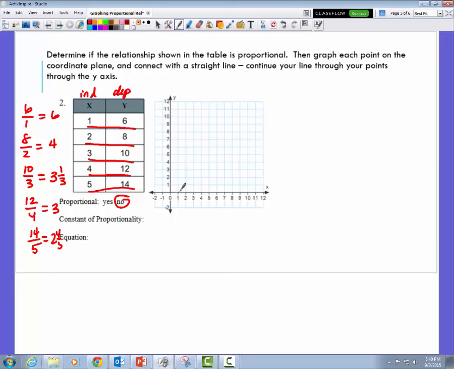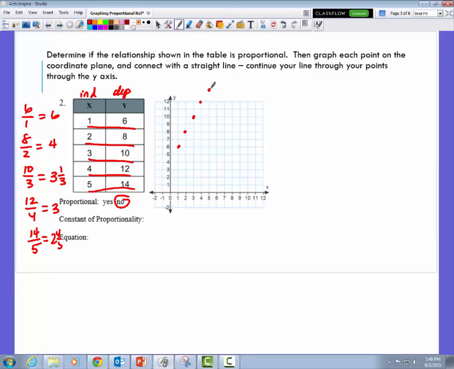I'm going to go over 1 and up 6, over 2 and up 8, left and right 3, up 10, 4, 12, and 5, 14, way up there, way out the graph even.